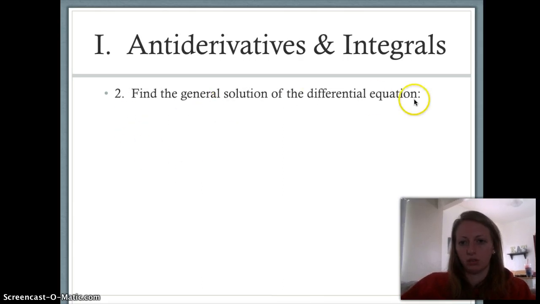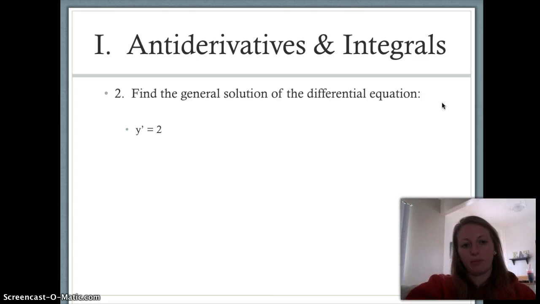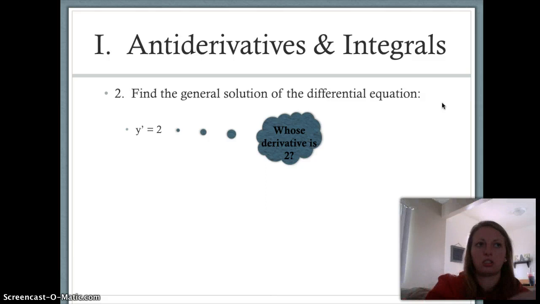Finding the general solution of a differential equation. When you're taking the derivative, that's what you're doing, you're finding a differential equation. So y prime equals 2. This is actually the example I just said before. y prime equals 2. What this is saying is: whose derivative is 2?